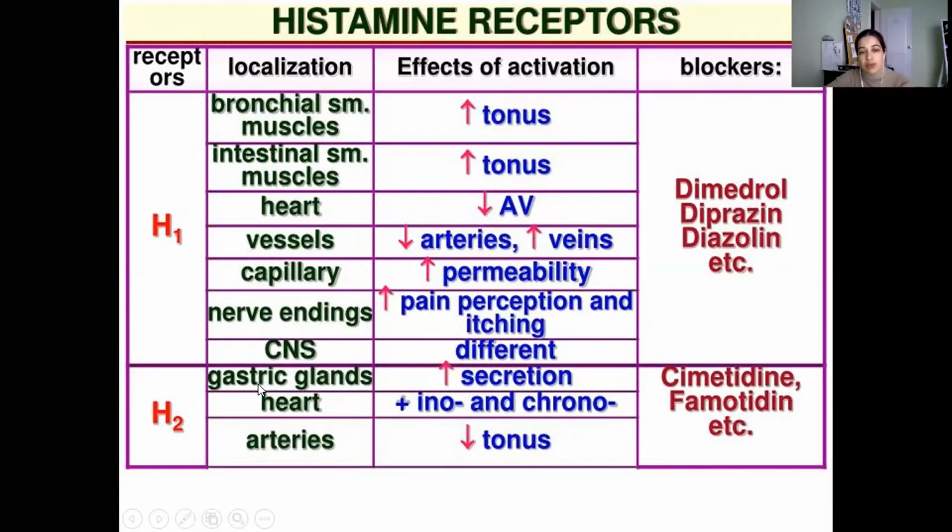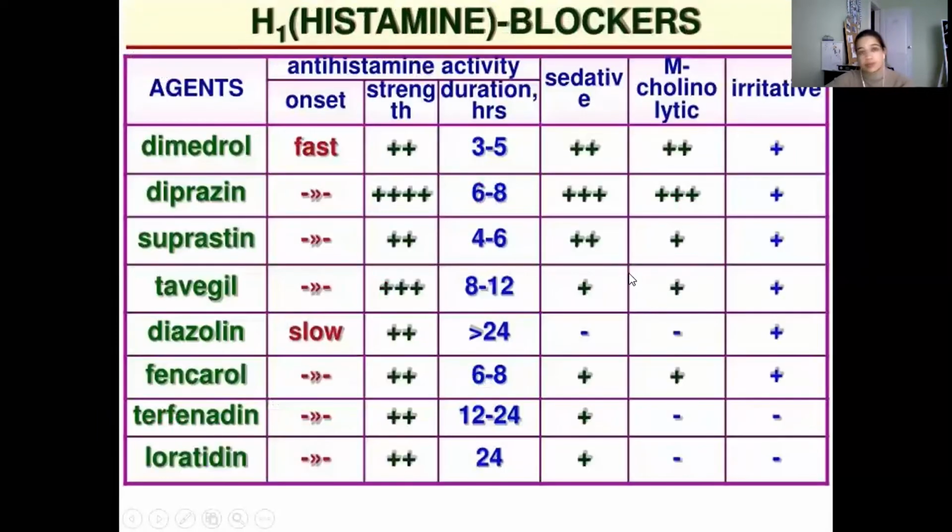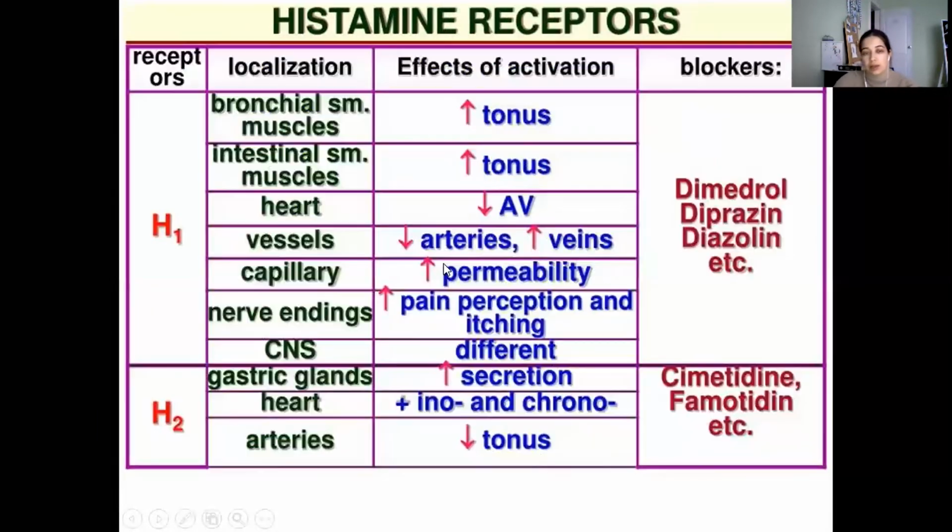H2 receptors we have in the gastric glands, so there will be increased secretion of these glands. And in the heart, we have positive inotropic and chronotropic effects, and in arteries, reducing tone again. So by H1 and H2, we reduce the tone of arteries. By these H1 receptors, you see, they have much more effect on actually allergic reactions, because these are not that allergic. This is about other different problems.